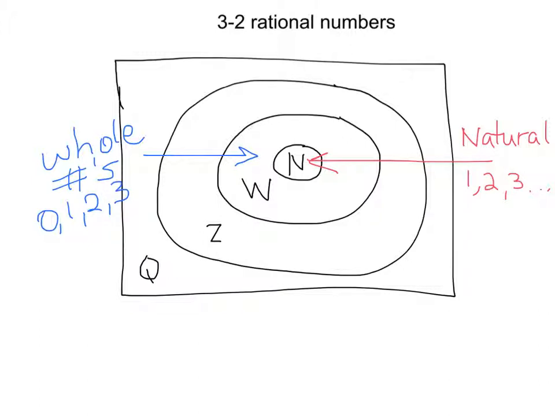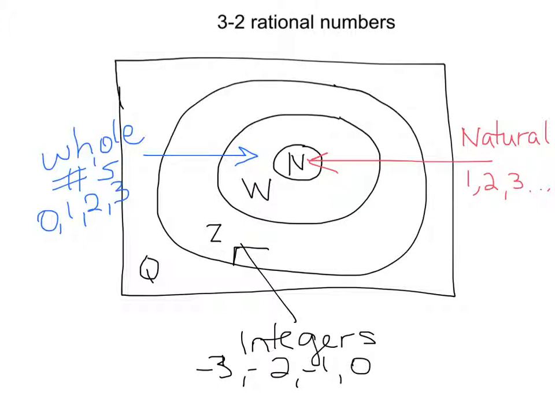The next set that we have is written here by Z, and these are the integers. And the integers include the whole numbers, so 0, 1, 2, 3, and on. It includes the natural numbers, 1, 2, and 3, but it also includes negative numbers. So -3, -2, -1, 0, 1, 2, 3, and so on. So all of these components go together.